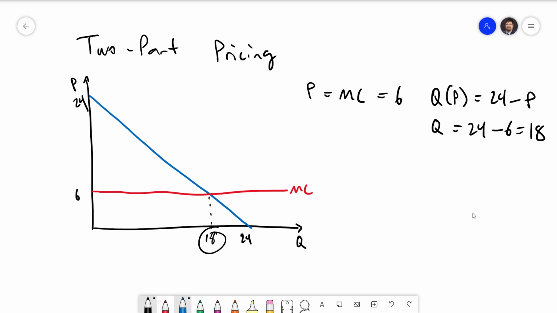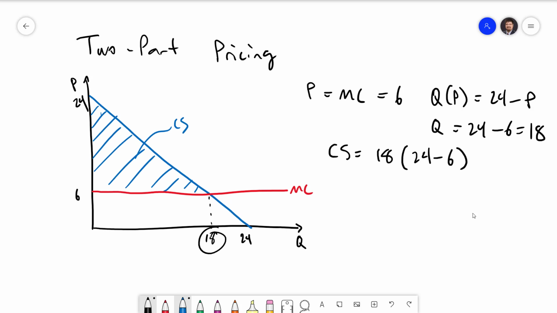So just like first-degree price discrimination, two-part pricing is going to result in 0 deadweight loss because the socially efficient quantity is being produced. If we drop the price all the way down to 6, the monopolist makes 0 profit on every unit. And that would make this entire triangle the consumer surplus. That consumer surplus would be a base of 18, a height of 24 minus 6, also 18, divided by 2, which is 162. So our consumer would enjoy this low price and get a large consumer surplus of 162.